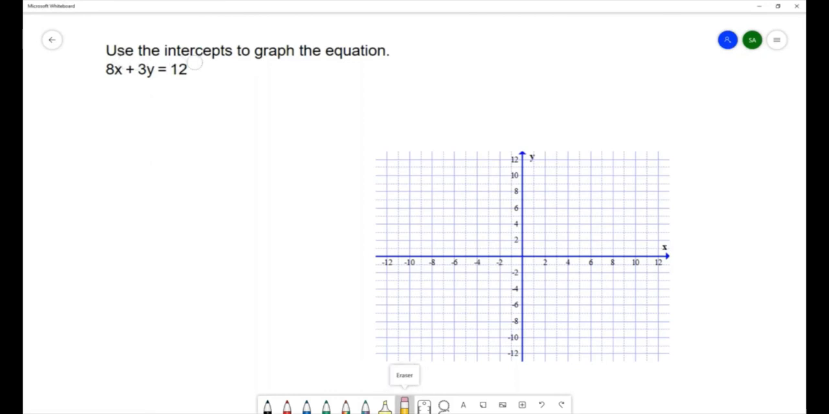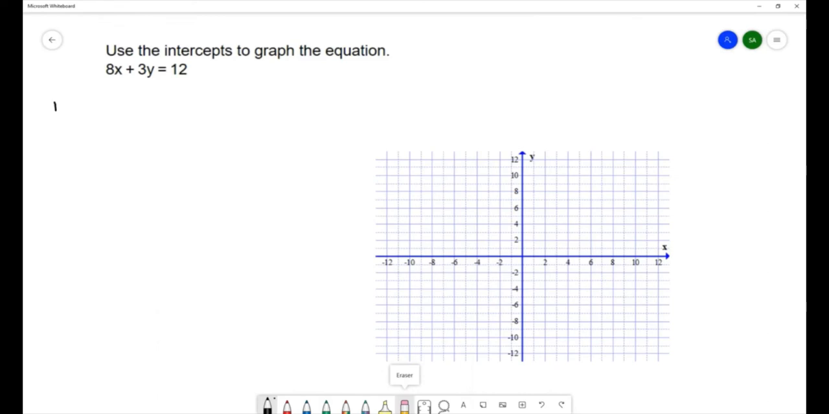Use the intercepts to graph the equation. 8x plus 3y equals 12. This is a linear equation because both x and y are raised to the first power, and we only need 2 points to graph a line. And we're told in the instructions here to use the intercepts to graph this line. So we're going to find both the x and y intercept.